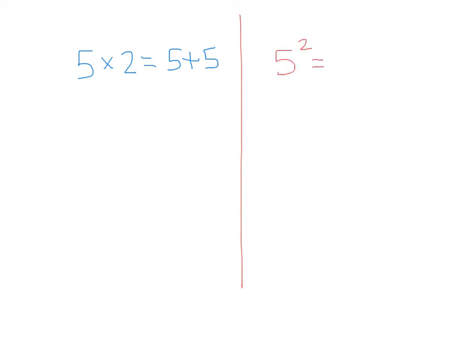So we remember 5 times 2 equals 5 plus 5. 5 to the second power equals 5 times 5. So you see the difference? This one is 5 plus 5, and this one is 5 times 5. And that 5 times 5 is 25.